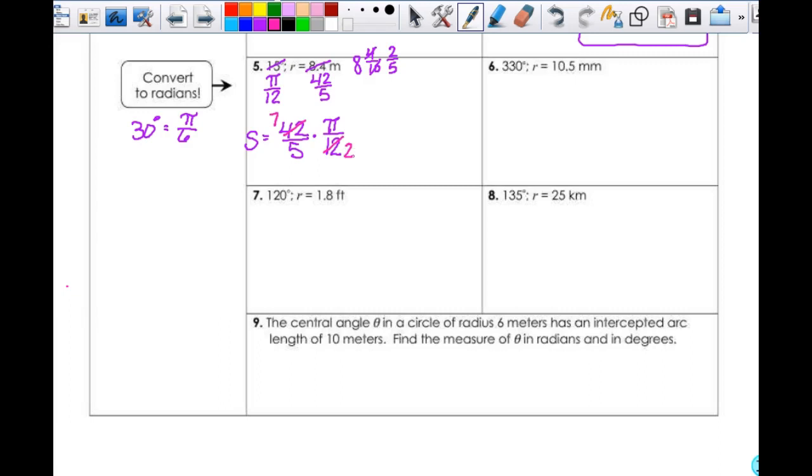Am I reduced all the way? If you reduce everything you can before you multiply, after you multiply, you can't reduce anymore. And it's way easier to tell if you're reduced all the way when everything's split up. So that means that S here is equal to 7 pi over what? 10, and that would be meters.